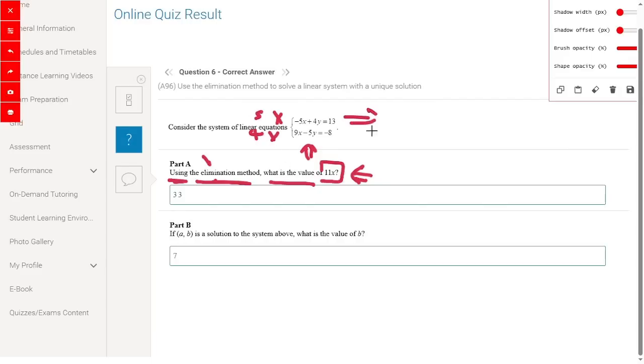So let's do the first one. So here we'll have minus 25x plus 20y.